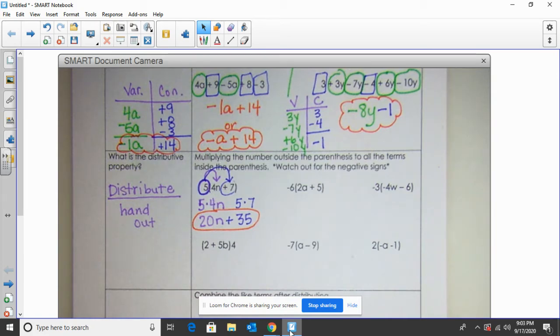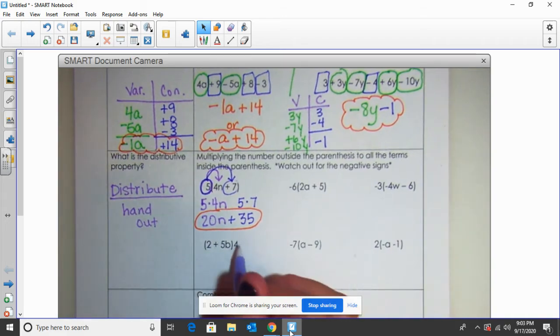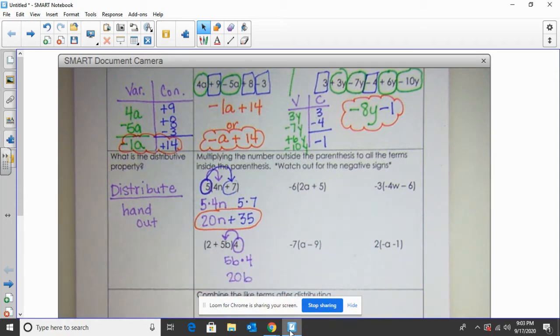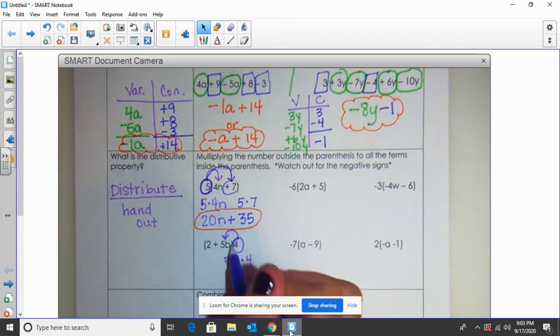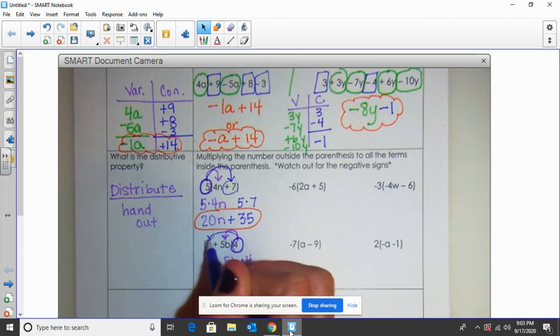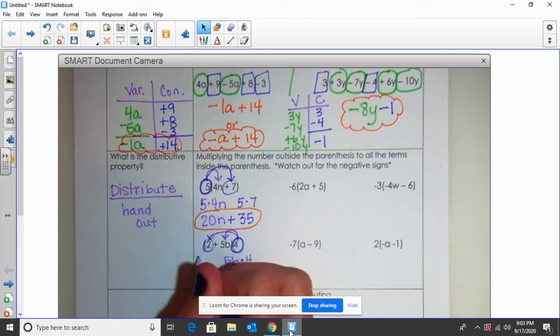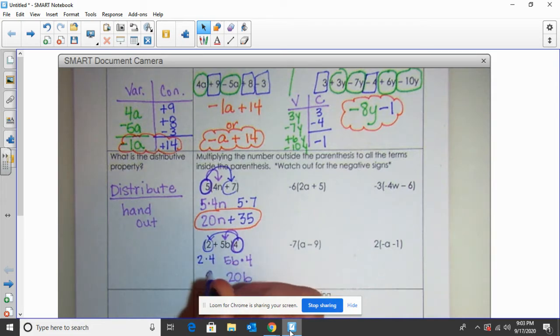All right, next one, let's go right below it. This time, the number outside the parentheses is on the back end, and that's okay. So I've got to do 5b times 4. Well, 5 times 4 is 20, and I keep the b. Now I've got to take that same 4 and bring it over here and multiply it by the 2. So 2 times 4, or 4 times 2, is 8, right? Now, since both of these terms are positive, if I have to put a symbol in between to make a math problem, I would put a plus sign.